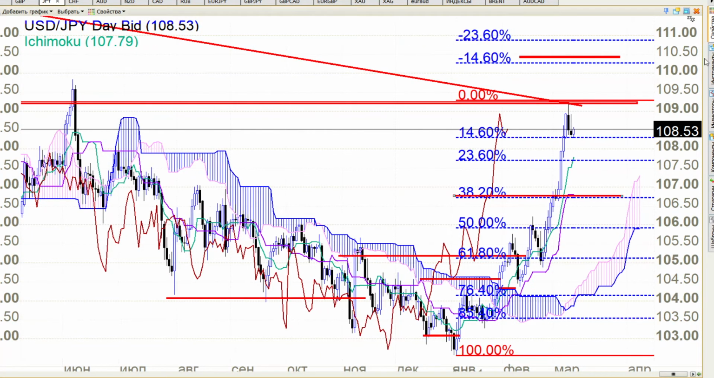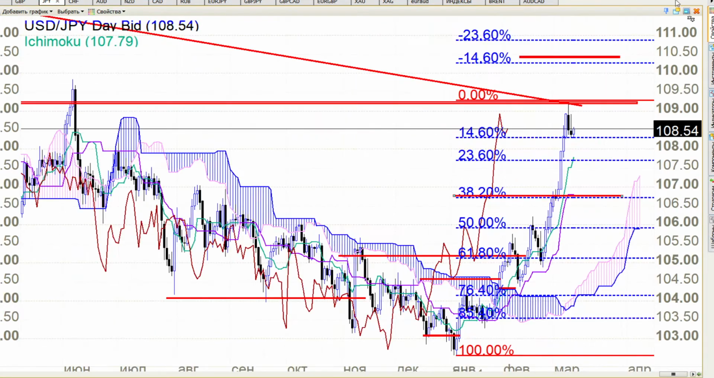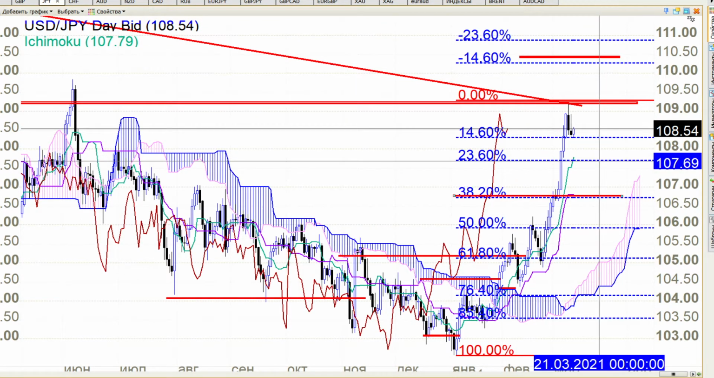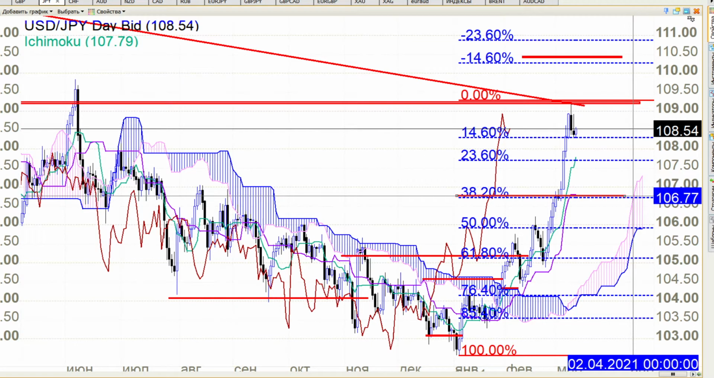For Japanese yen, I will follow the idea about American dollar index, and on the daily chart we have two levels of correction, 107.70, 106.70. When can we expect to sell this instrument?